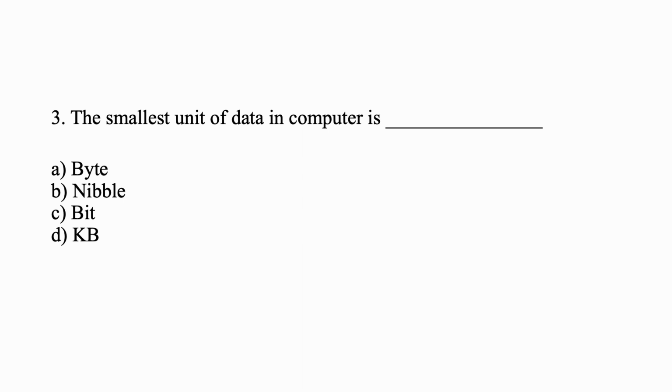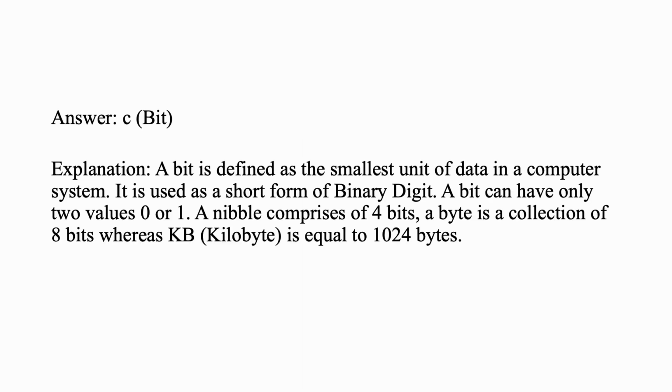KB is kilobyte. Okay, so the correct answer is bit. This is the explanation. A bit is defined as the smallest unit of data in a computer system. It is used as a short form of binary digit. A bit can have only two values, that is 0 or 1. A nibble comprises 4 bits. A byte is a collection of 8 bits, and a kilobyte is equal to 1024 bytes.